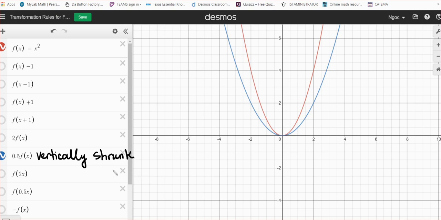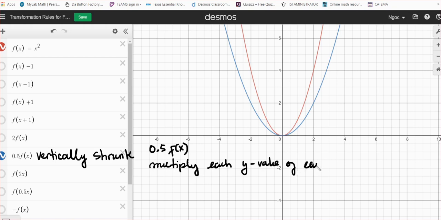Okay, so what it means is that in this case, you have 0.5 f of x. So that it means that you will multiply each y value of each point by 0.5. Okay, so let me show you now.